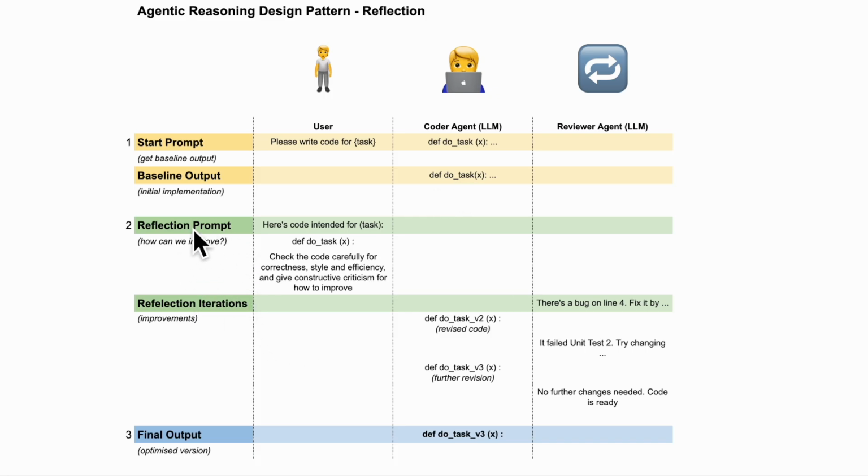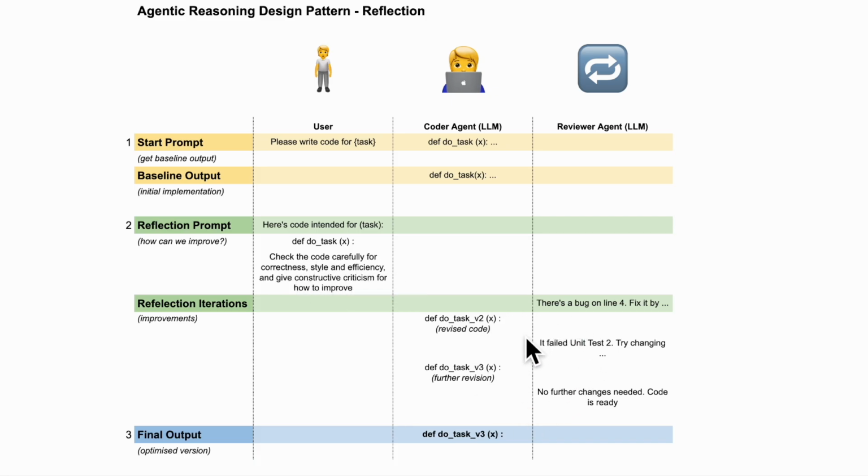Now this is where reflection comes in, and it ensures that the coder agent creates the code which is not left unchecked. So there's something called a reflection prompt that either the user might provide, or it might be fixed into the framework, which is automatically passed on to the reviewer agent along with the output from the coder agent. So the reflection prompt might look like, here's the code intended for task, and then you provide that particular code given by the coder agent, and then you prompt the reviewer to check the code carefully for correctness, etc.